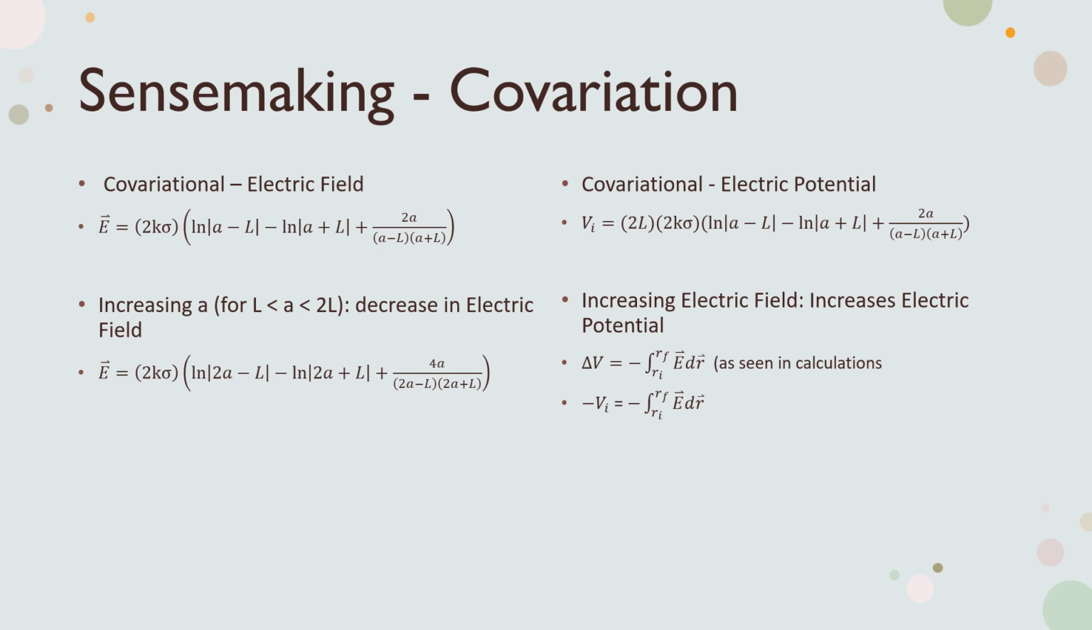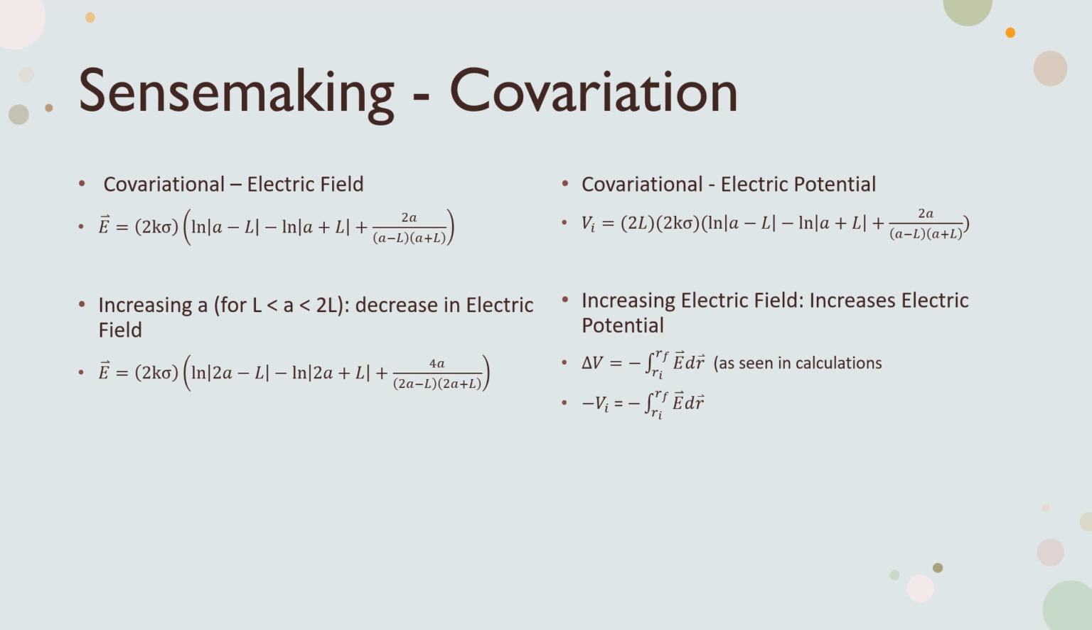Sense-making, covariational reasoning. For the electric field, if we increase a, for a greater than L and less than 2L, it will decrease the electric field. This makes sense because the further away you are from the electric charge, the less the electric field is. Since electric potential relies on the electric field, just in the way that we solved it, changing any variable in the electric field will also change the electric potential in the same way. So if you increase electric field, the electric potential is also increased. This makes sense because of the relationship between them.